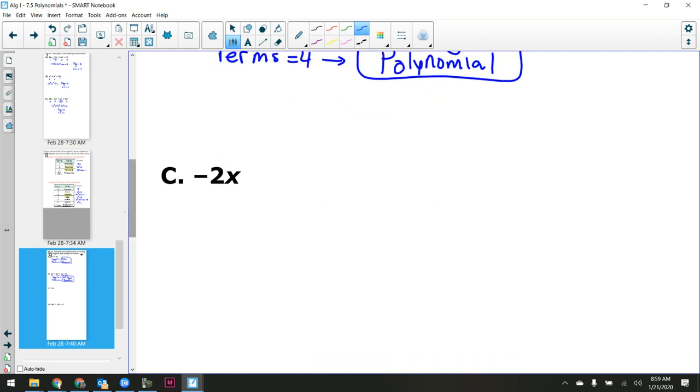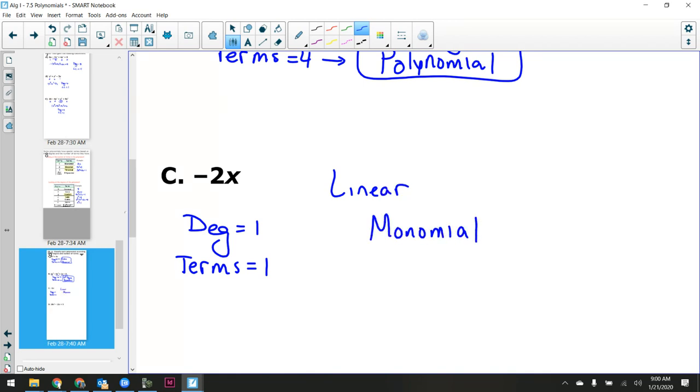Let's try this one here. Negative 2x. Okay, what's the degree? The degree is 1. How many terms do you see? 1. Try to identify it for yourself real quick. Don't say it out loud. Just try to think about what you would call this thing. Okay, somebody tell me what they think. Linear monomial. Good. Linear monomial. Questions about that?